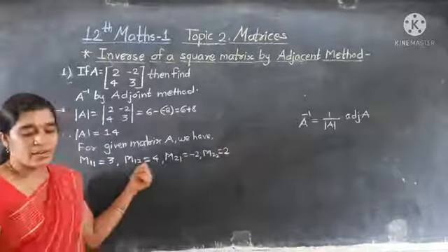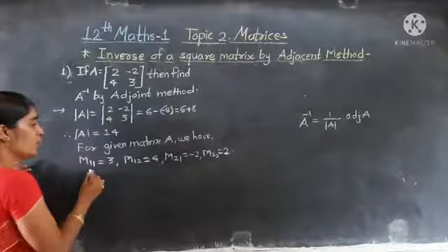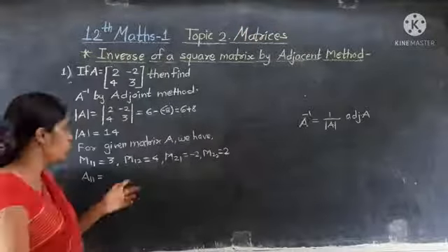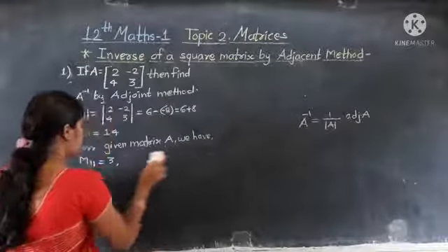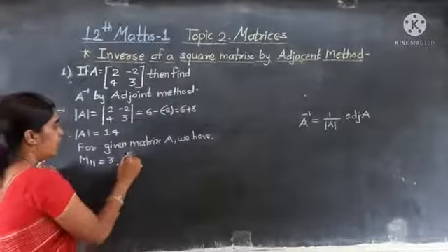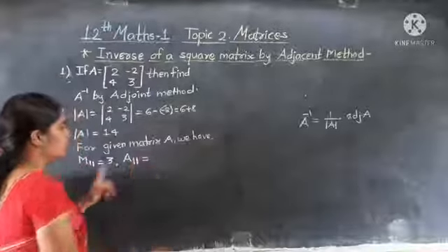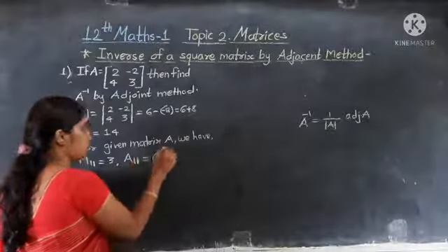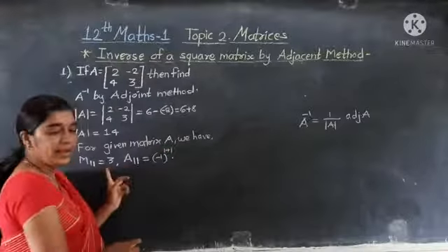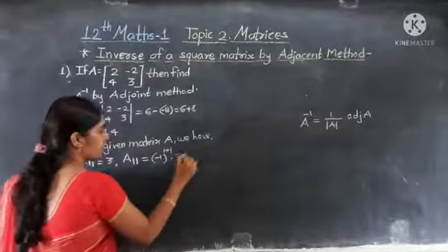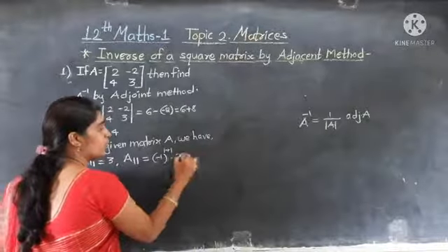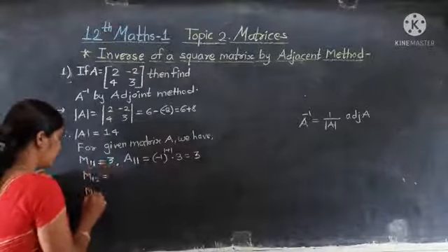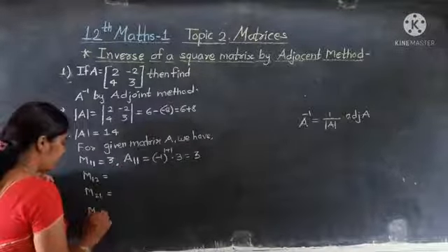We get: first you find the minor, then you find A11. A11 is equal to, A means cofactor. Okay. Cofactor is -1 raised to 1 plus 1 into M11. M11 here is 3. -1 raised to 2 means 1. 1 into 3 is 3. Okay. Then you find M12, then M21 and M22.